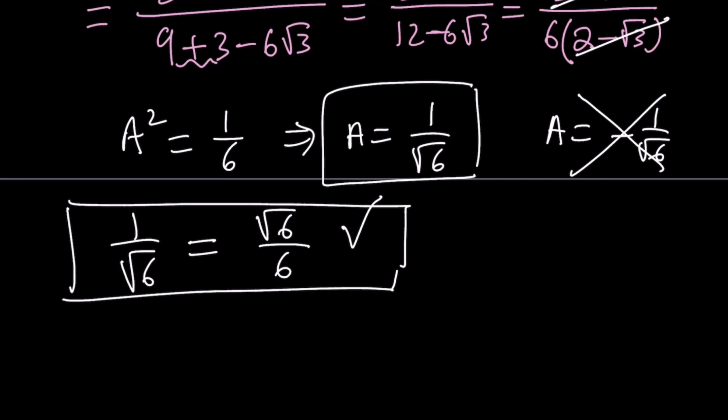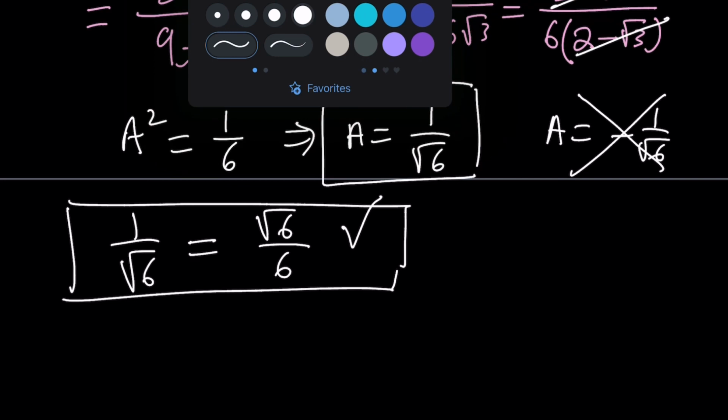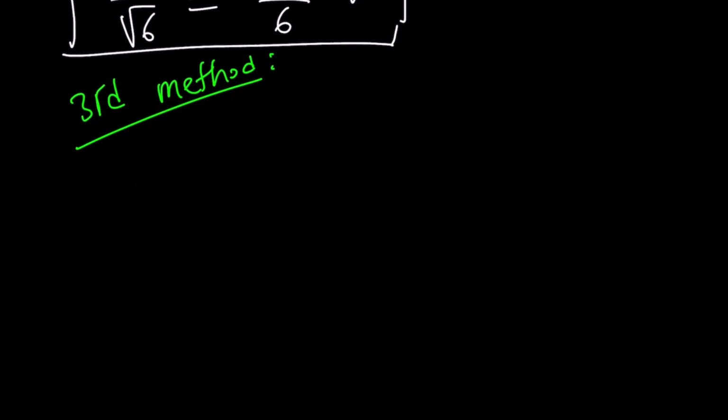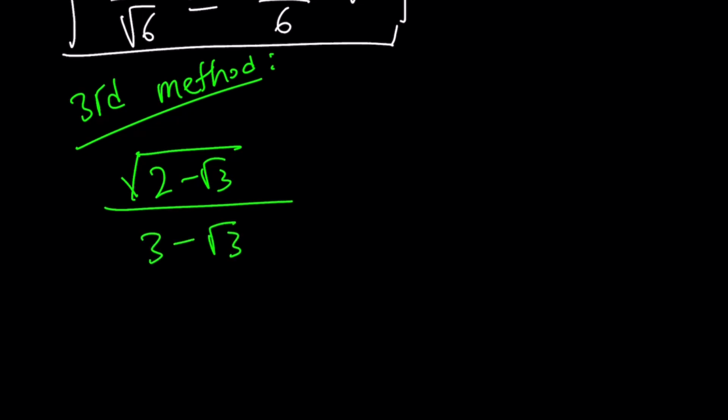Let's go ahead and take a look at the third method. Let's see how that plays out. The third method is taking advantage of something else. And all these methods are, I think, fairly different, I would say. Let me know if you disagree, because they're not really using the same ideas. Well, sort of. So here's my third method.